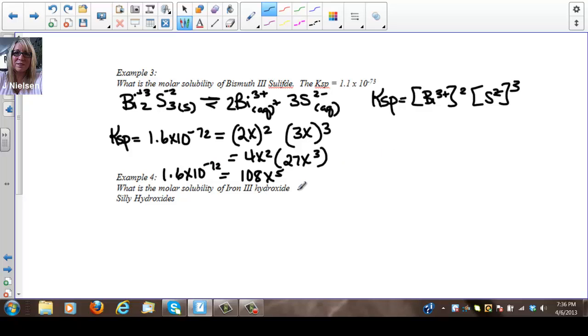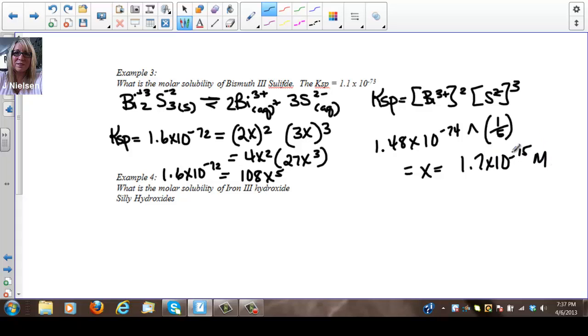So I divide both sides by 108, and then I raise it to the 1/5 power, because I don't think we can do that on our calculator. If I take 1.6 times 10 to the negative 72nd divided by 108, you should get 1.48 times 10 to the negative 74 raised to the 1/5 power. And that's going to give me an X equal to 1.7 times 10 to the negative 15 molar. So that's my answer.